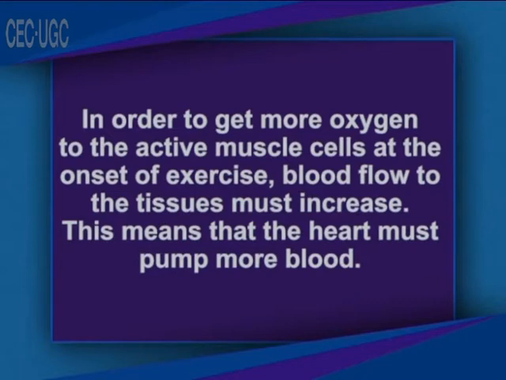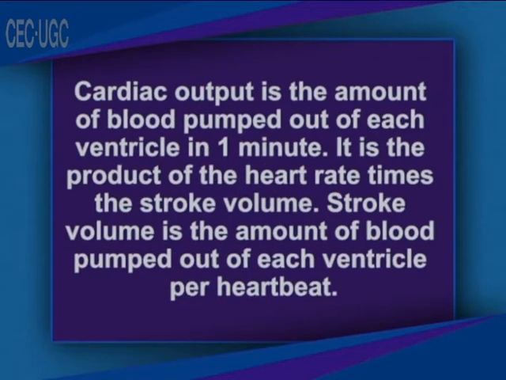In order to get more oxygen to the active muscle cells at the onset of exercise, blood flow to the tissues must increase. This means that the heart must pump more blood. Cardiac output is the amount of blood pumped out of each ventricle in 1 minute. It is the product of the heart rate times the stroke volume. Stroke volume is the amount of blood pumped out of each ventricle per heartbeat.